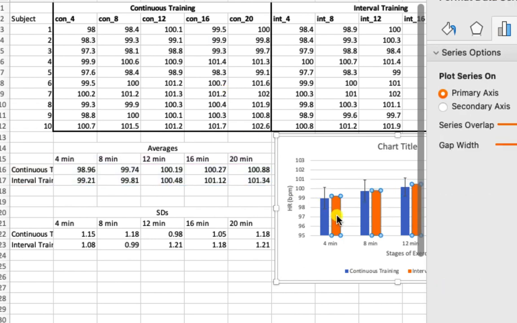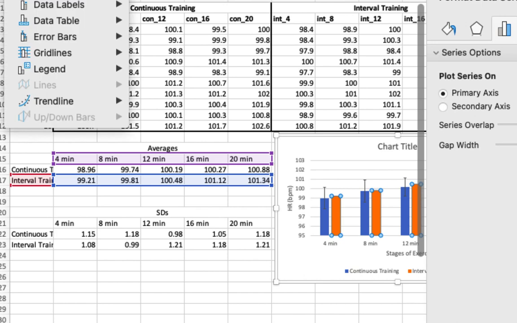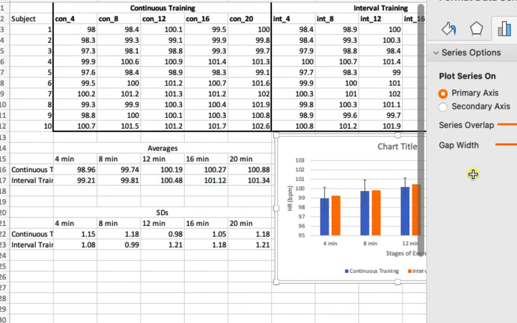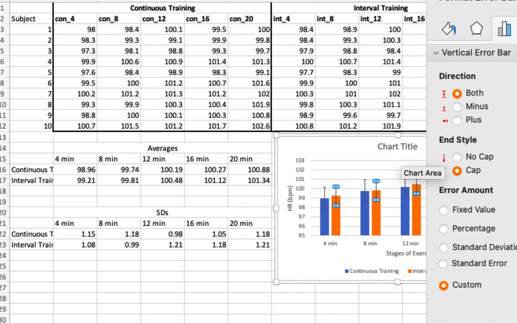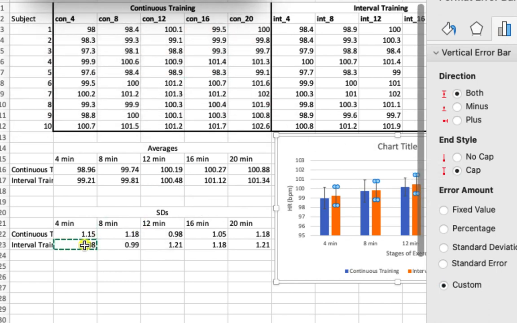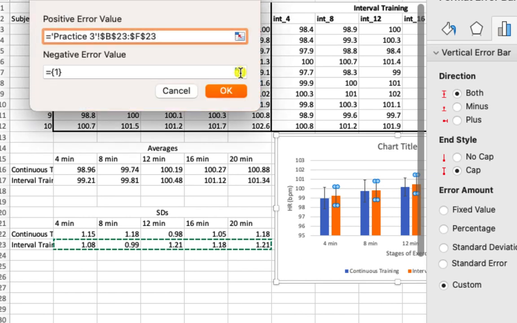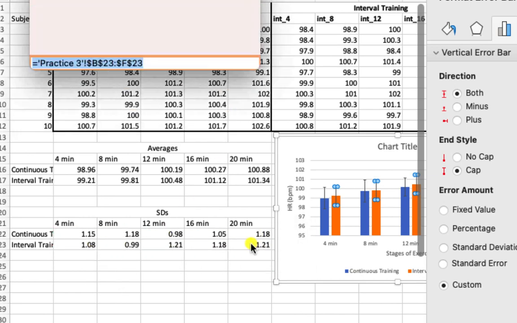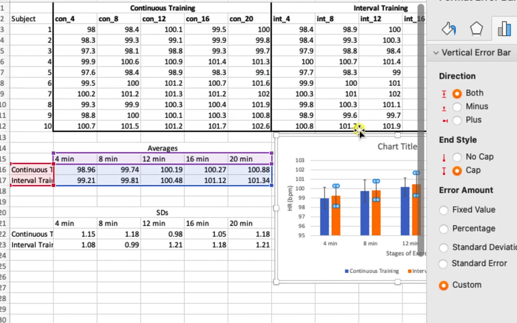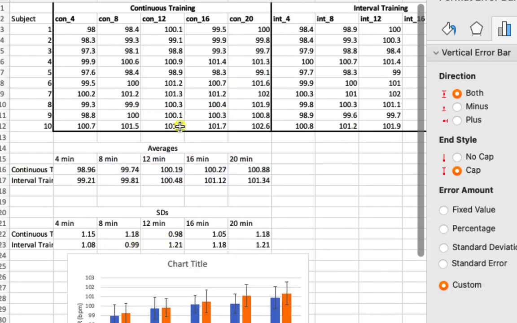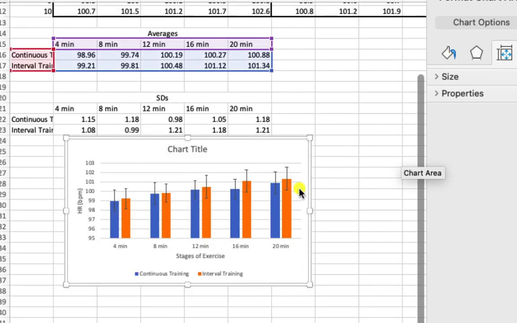And then for my interval training, I can add error bars, also specifying a value as the standard deviation for the interval training. Paste that, press OK, and then I can move my graph over here. And there we have it. Right? You would put in a nice little chart title, and this would reflect the differences between our training groups within each time point.